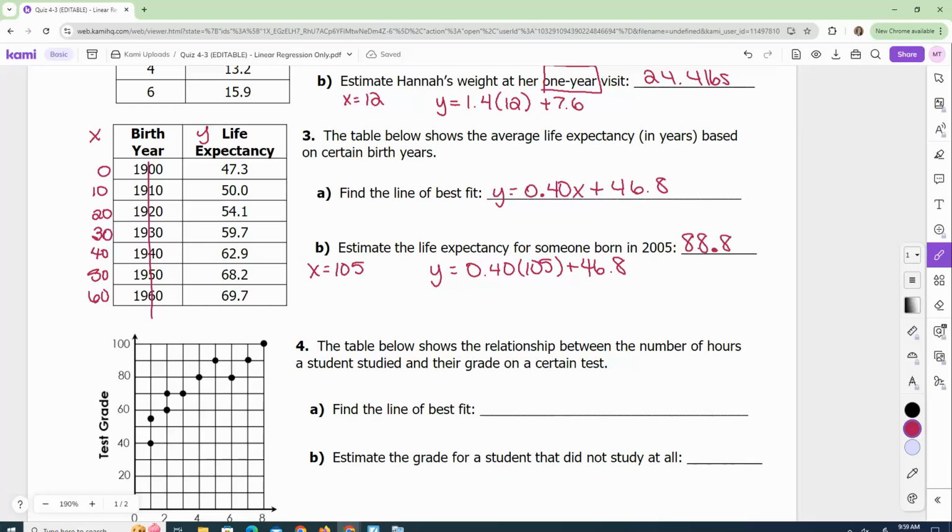And that is in years. Any questions on that one? One more scatter plot question.